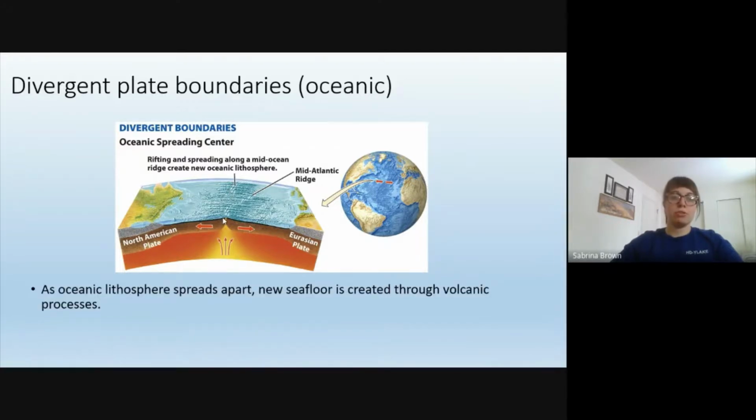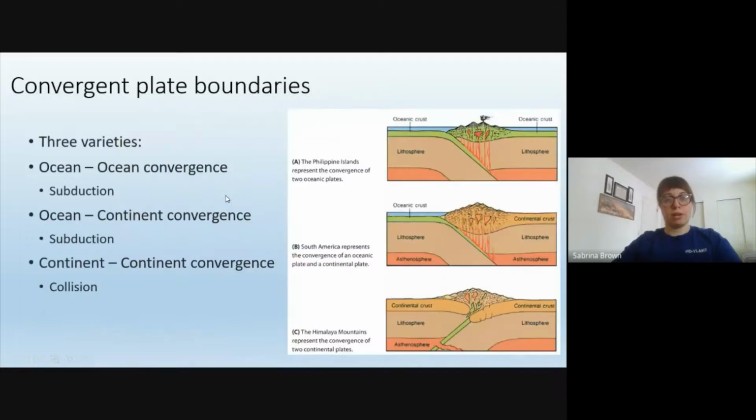Right, so as the oceanic lithosphere spreads apart, new seafloor is created through volcanic processes. Because we don't have any plates going deep within the earth here, they're just moving away from each other. We get shallow earthquake focus depths.